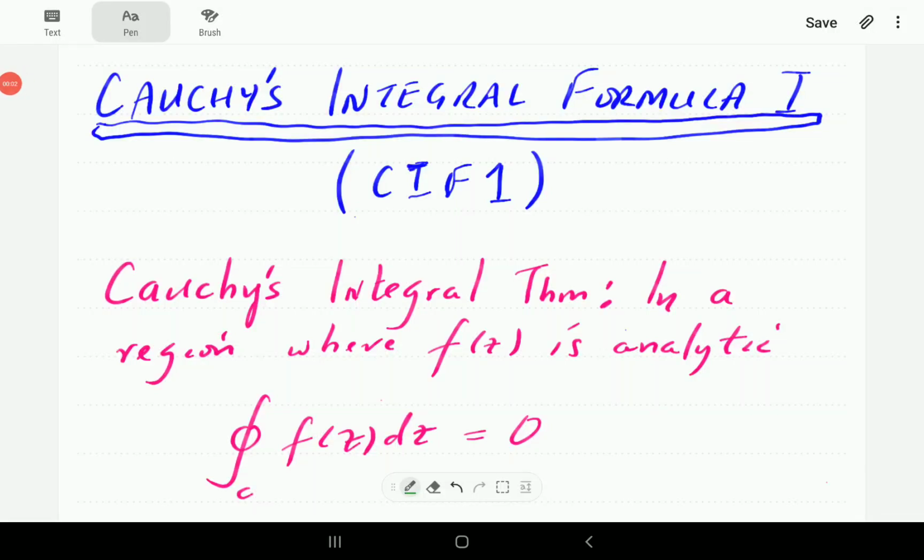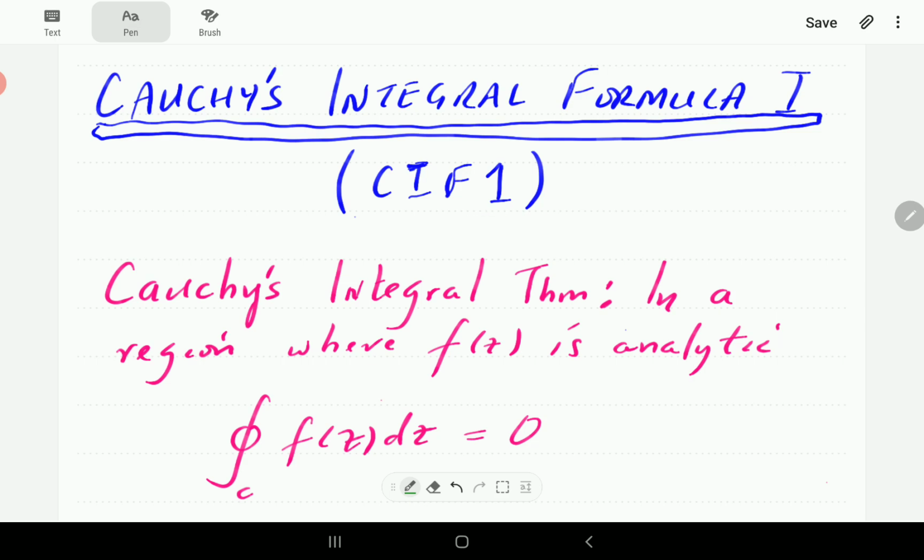All right, in this video, we are going to introduce Cauchy's integral formula. The first one, there are two of them, so we abbreviate this one CIF1.